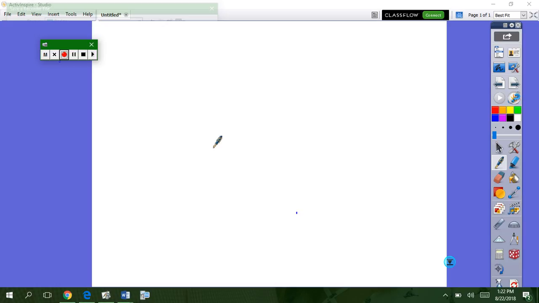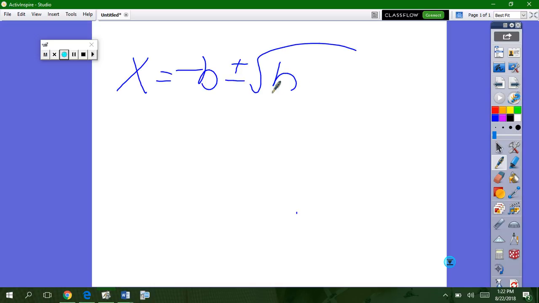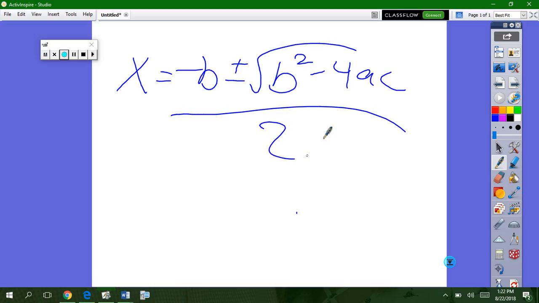Quadratic formula. Let's write that down really quick. X equals negative b plus or minus square root of b squared minus 4ac all over 2a.